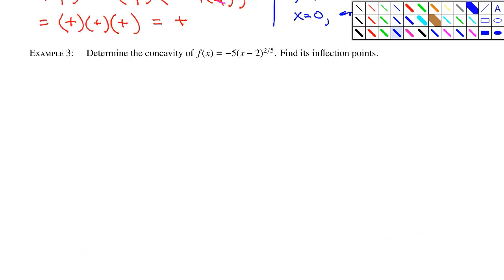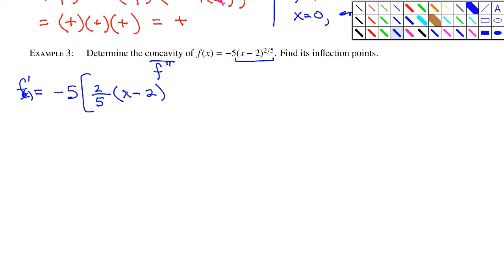Example 3. Determine the concavity of f of x is equal to -5 times x minus 2 raised to the 2/5 power. All right, so again, looking for concavity means we need the second derivative. So we start with the first derivative. And the -5 out in front is a multiplier, so it stays there. Now I'm going to take the derivative of the rest of this. It's a power rule followed by a chain rule, although the chain rule doesn't do too much. So we bring the 2/5 down. X minus 2 stays the same.